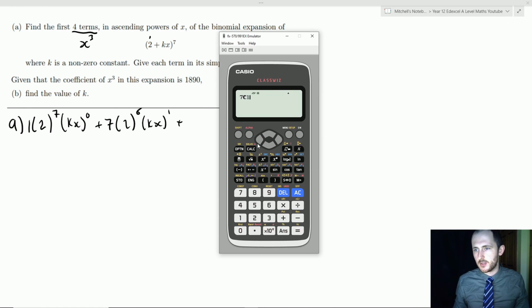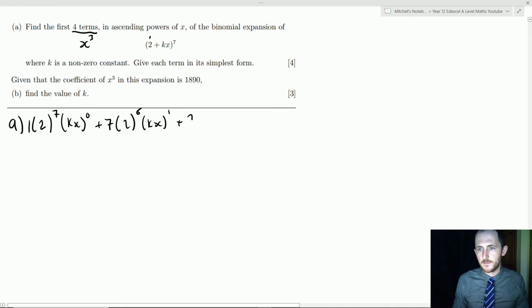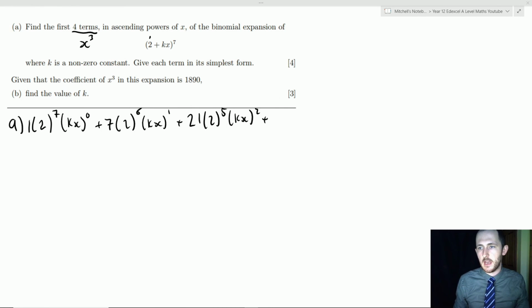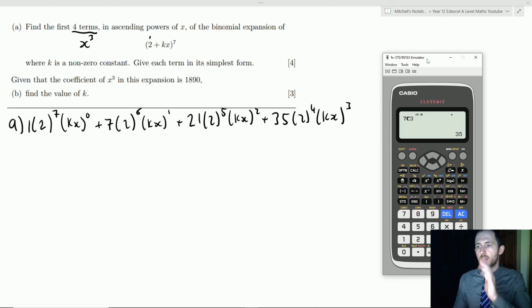So once again, change this to a 2 because we want the third position. 21. Reduce the power of the 2 to 5. Increase the power of the x. What do you do for the next one? Well, use the nCr button to find out what we're doing. That's 35. And then I reduce the power of the 2. Increase the power of the x. It is that simple. You could go on and expand the whole bracket if you wanted to. That's as easy as it is. Okay?